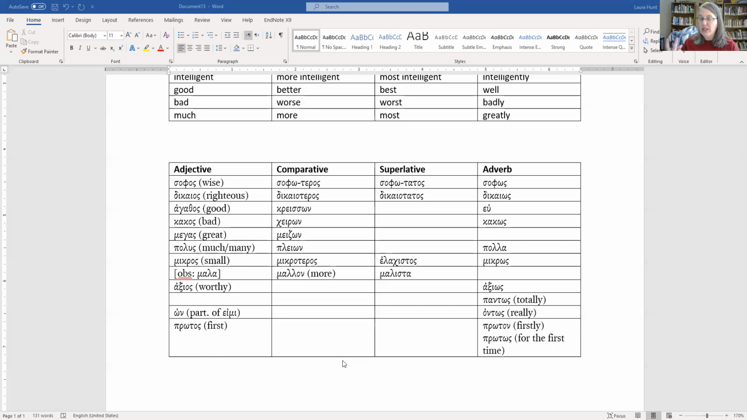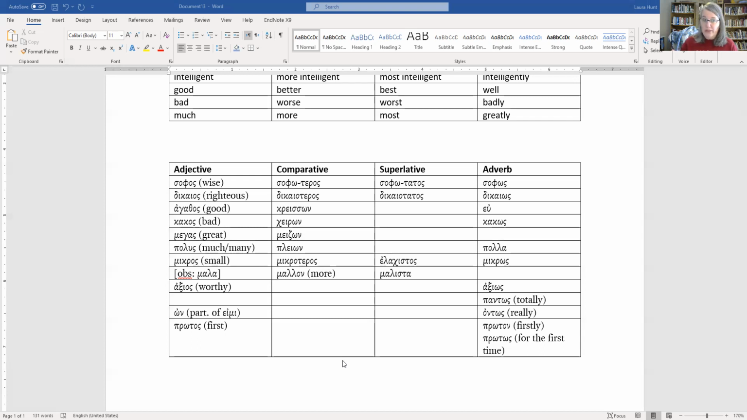Adverbs are made in actually two ways. Sometimes they're made by the ending omega sigma, so sophos, but just so you're aware, and we'll see this in the last example, sometimes the accusative form of an adjective is used to create the adverb. So if you see an accusative form and it's kind of floating around, not attached to any noun, and it seems like it might fit as an adverb, it's an adverb.